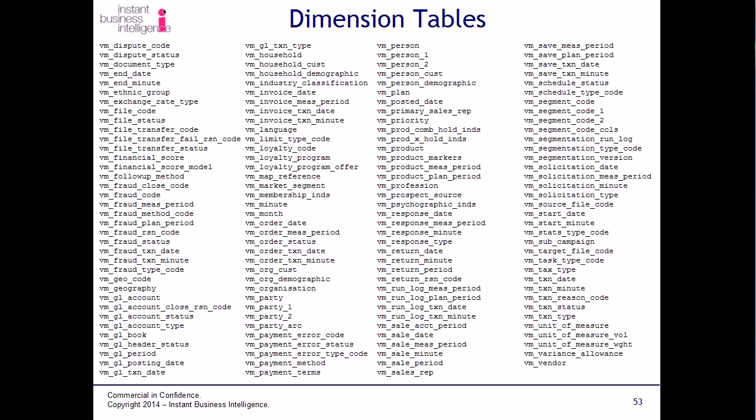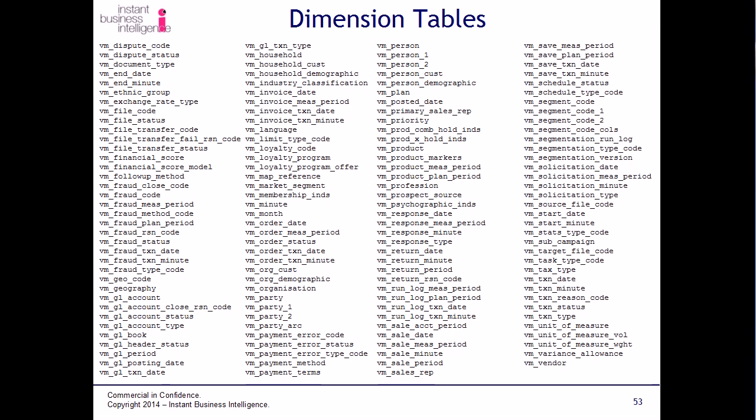the type of limit for credit limits, the loyalty code, the loyalty program, and anything which is about an offer under the loyalty program. Then we have map references to link geographies and addresses to mapping style software, if we can have mapping style software.